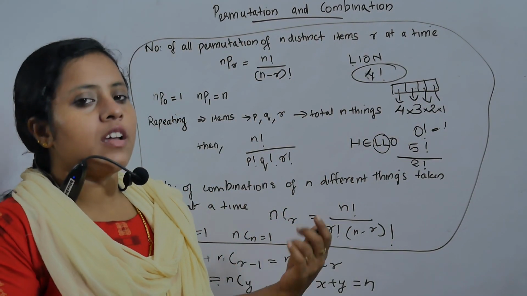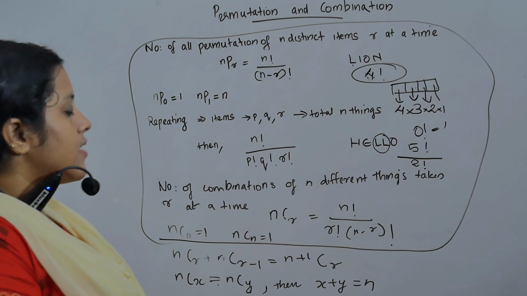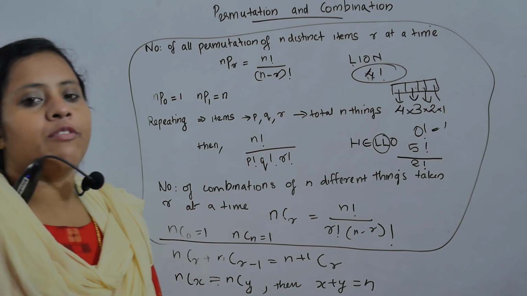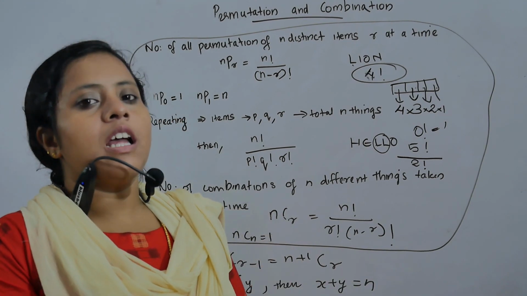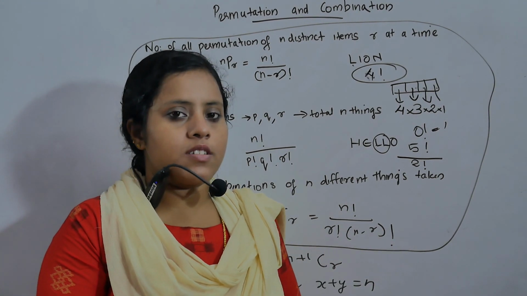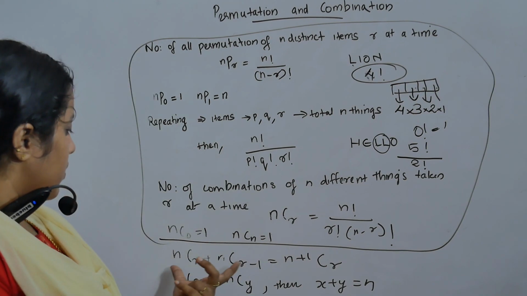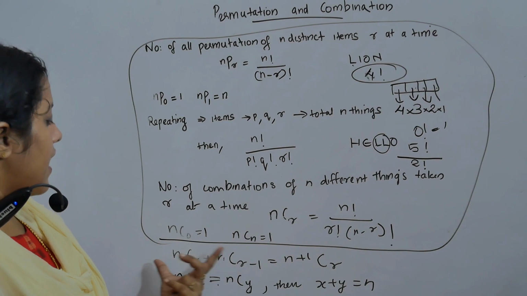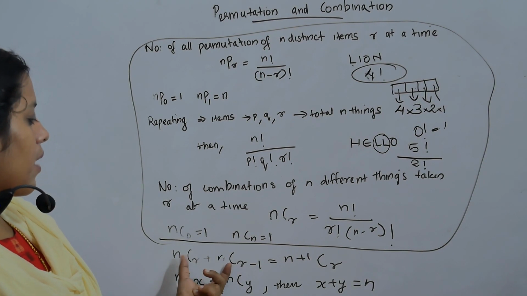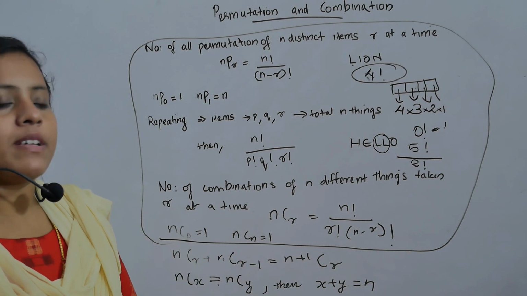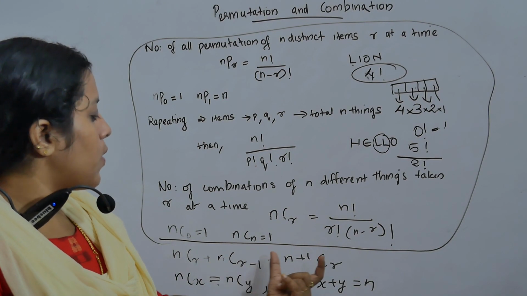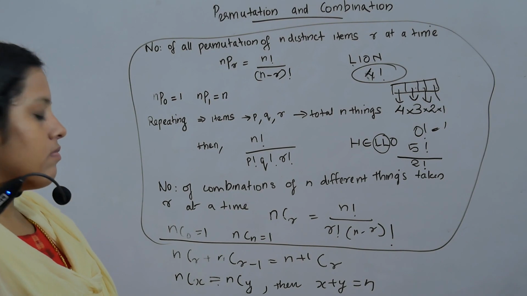Situation questions you can solve using logic, but there are certain questions where only calculation is involved. In that case, if you sit and work it out, you will lose time. So what you need to do is learn by heart: nCr plus nCr minus 1 is equal to n plus 1 Cr.